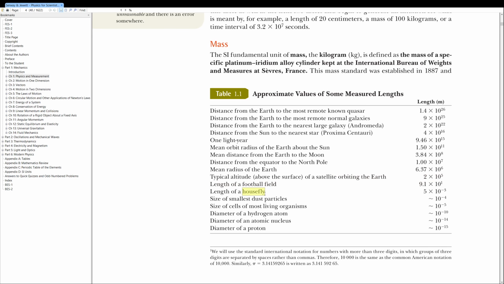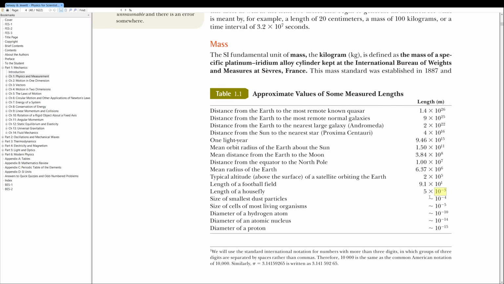Housefly, you might be familiar with the housefly. This is 5 times 10 to the minus 3. So what does 10 to the minus 3 mean? Well, negative exponents means you're dividing that many times by that number, right? So it's 5 divided by 10 divided by 10 divided by 10, so 0.005 meters, we would say 5 millimeters, is about the size of a housefly, okay?